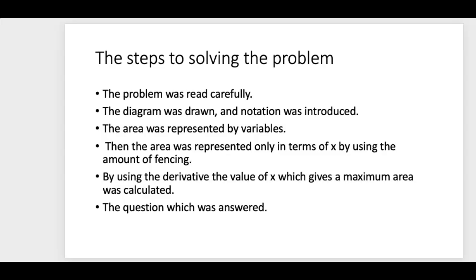The method of using derivatives was then used to find the value of x, which gives a maximum area. The second derivative test proved that the value of x gives a maximum value for the area. We complete the problem by making sure we answered the question. This is just one example of using derivatives to solve an optimization problem.